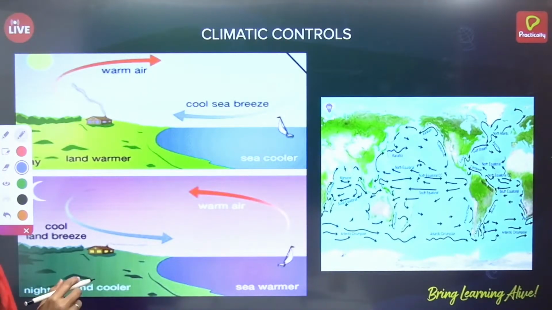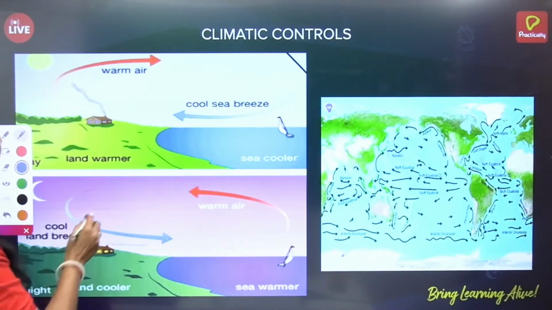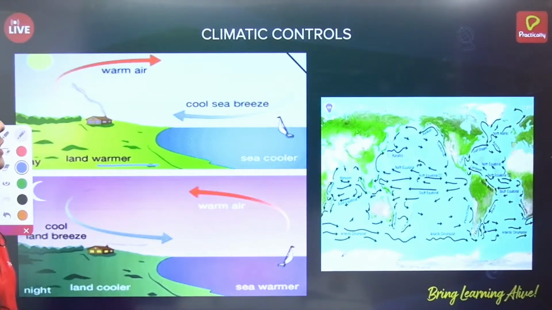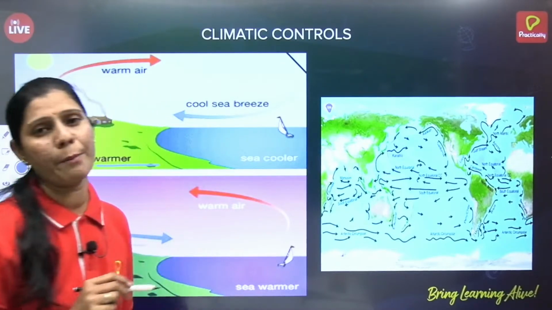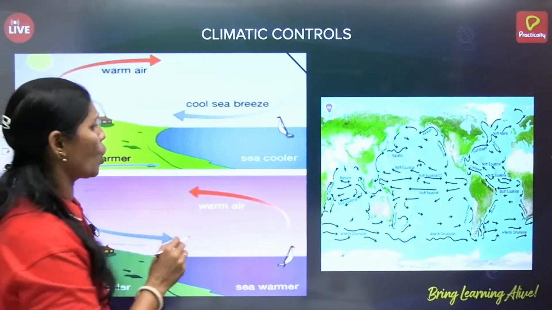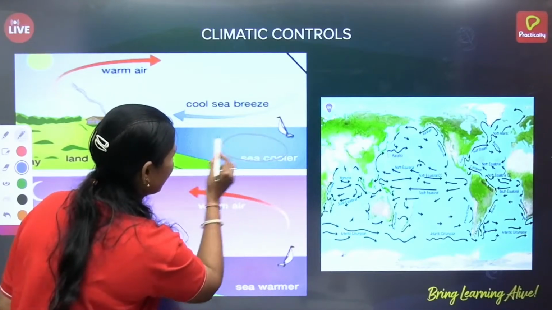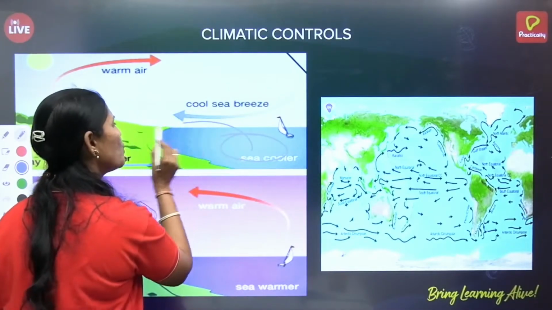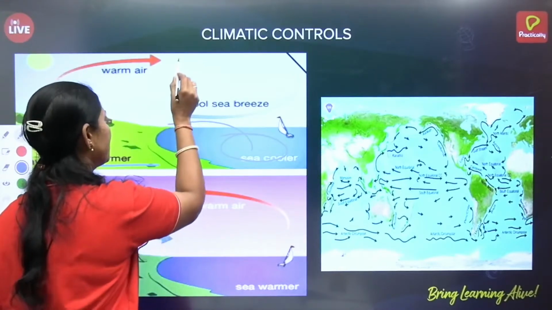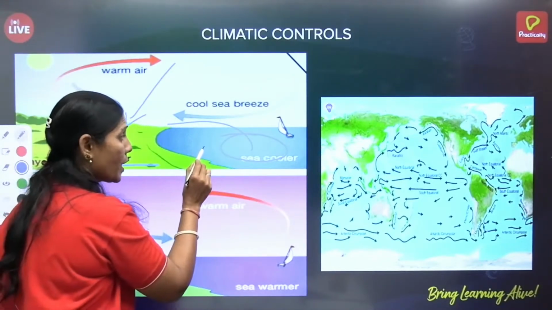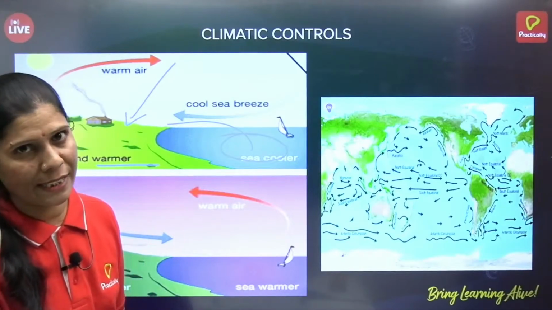Next, the third one is the climatic controller. You may have a look at the distance from the sea. Depending on the distance from the sea, the climate is also influenced. Why? Because during the daytime, the sea will produce cool breezes. Why? Because land heats up fast, whereas water takes time to heat up.